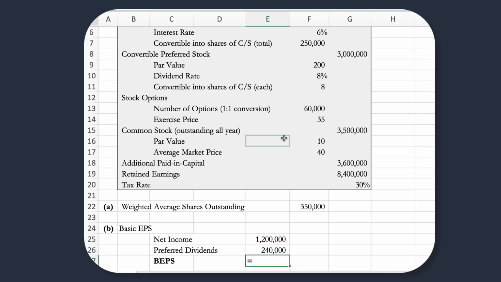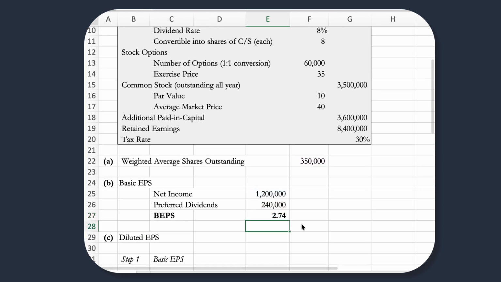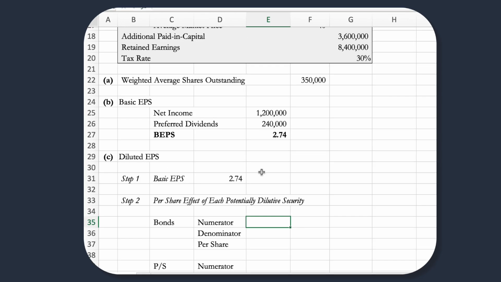And we'll take the numerator, which is net income minus preferred dividends, divided by the weighted average shares outstanding to calculate our basic earnings per share. We're going to begin with our bonds, where our numerator effect is the interest expense that would be avoided if none of these bonds are outstanding anymore because they've been converted to common shares.